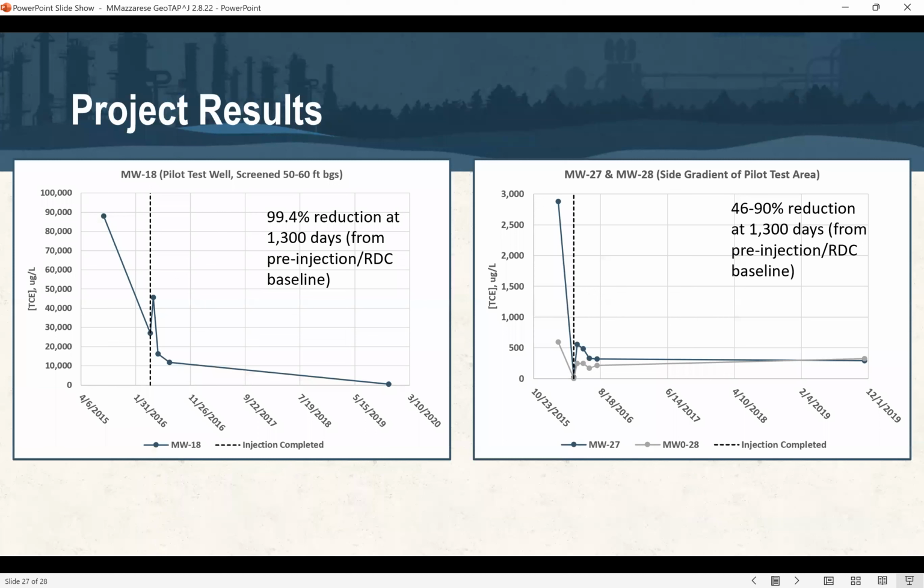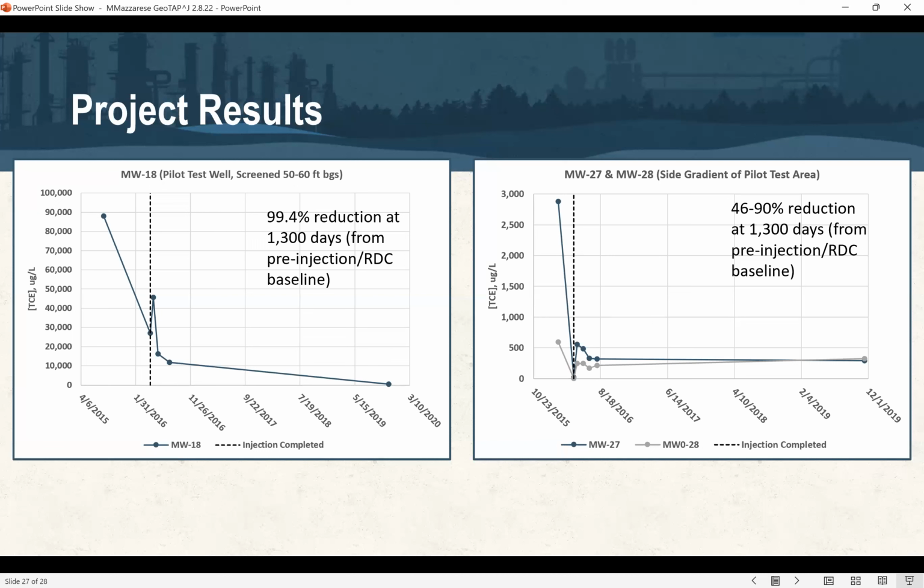And here's the data from this site. There's a huge gap. The funding for this project was really for the pilot test, and that was only a 6-month monitoring period after the injection. Then the site sat for a while, and you can see it was collected late 2019, early 2020. But for our target well, we had an overall 99.4% reduction.